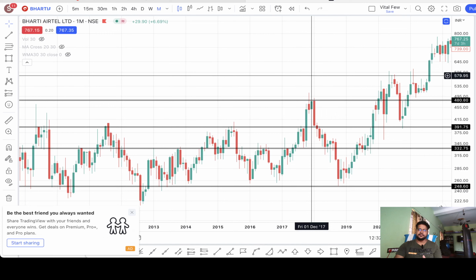And now let's go to our next example, that will be GAIL, Gas Authority of India Limited. Again this is the monthly time frame. First of all, let me draw some lines. You can hover your mouse like this and see where you are getting multiple touches. So I can clearly see one beautiful level of support here and one nice level of resistance here as well.